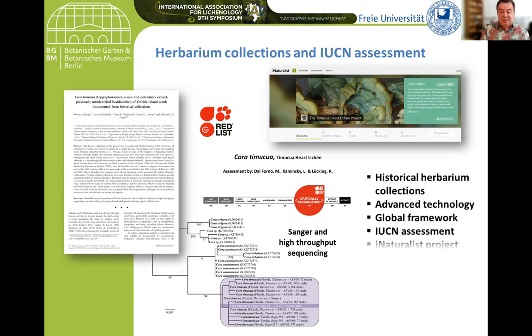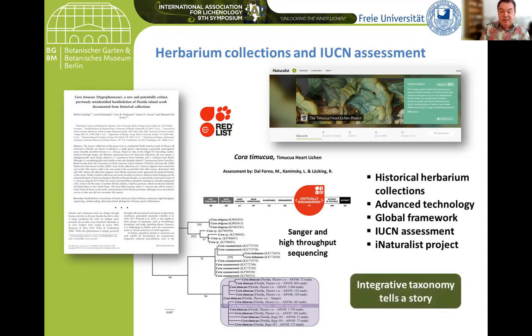Based on the data we had, we could make a rather detailed IUCN assessment. And we have an iNaturalist project asking people to look for extant populations of the species. So this is a nice integration of many different methods. And obviously, it shows you that integrative taxonomy can tell a story. If you try this, it increases the impact of your work, and you can get this into particular journals, and more people will read it, not only those interested in taxonomy.